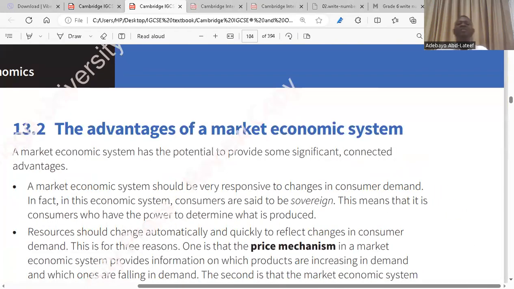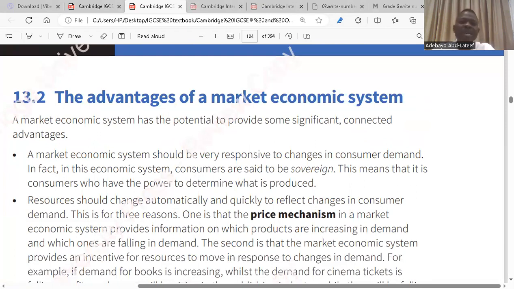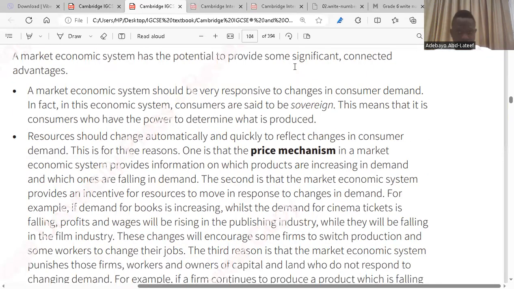Good. So, go to the advantages of a market economy system. The market economy system has the potential to provide significant connected advantages. The first one is that in the market economy system, consumers are sovereign because they have freedom. They decide what to produce. So firms, producers listen most to them. Resources are switched to produce what consumers demand. So it is the majority that carries the vote. Firms will not produce what consumers do not want. They produce mainly what consumers demand. The reason is the price mechanism.